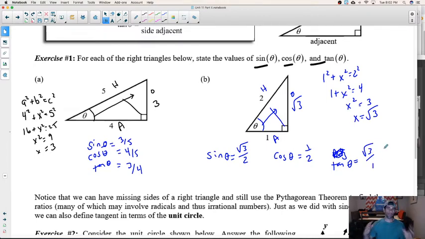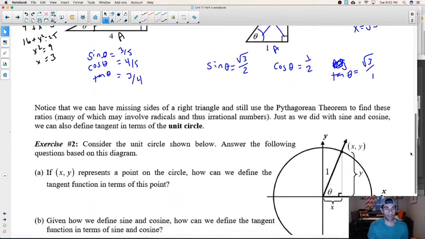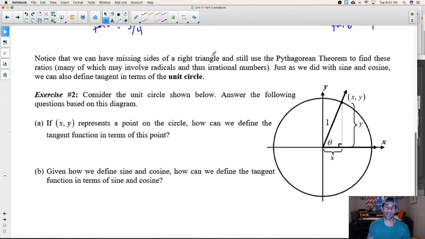So that was your basic geometry stuff, that's your old stuff. Then what we started to do is we introduced the unit circle, right? We can have missing sides of a right triangle and still use the Pythagorean theorem to find the ratios, many of which have radicals. If you remember this unit circle, a lot of them did have radicals, radical 3 or radical 2 in there. And so they would be irrational numbers, numbers that are decimals that have no ending and cannot become a fraction.